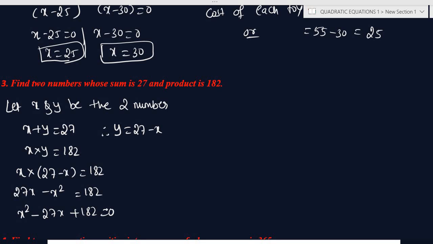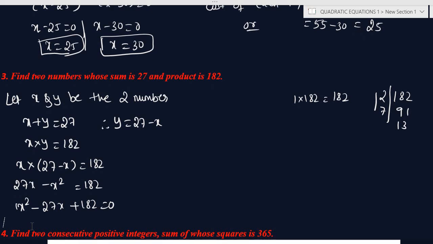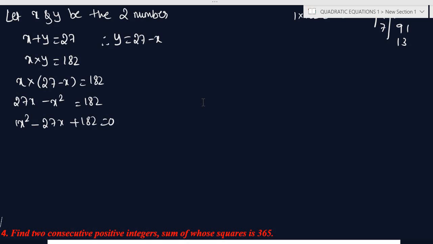See here, I am factoring 182. 1 into 182 is 182. 2 ones are 2, 2 nines are 18, 7 twos are 14, and 14 into 13 is 182. So we get minus 14 and minus 13, and x square minus 13x minus 14x, which is minus 27x plus 182 is equal to 0.